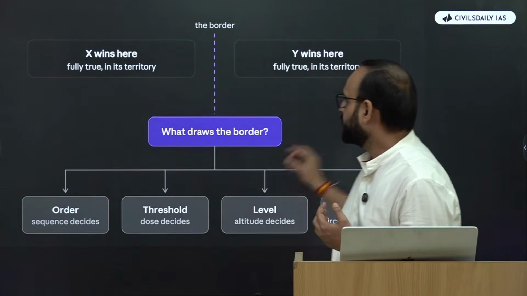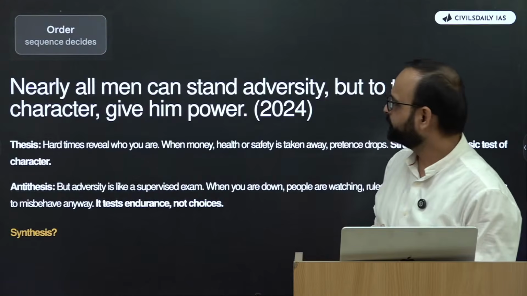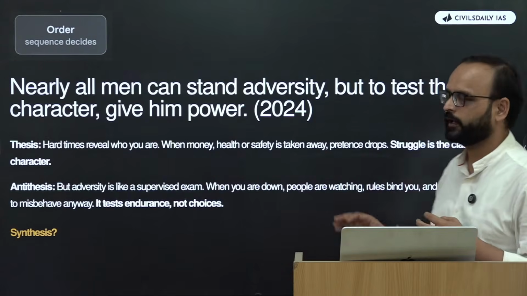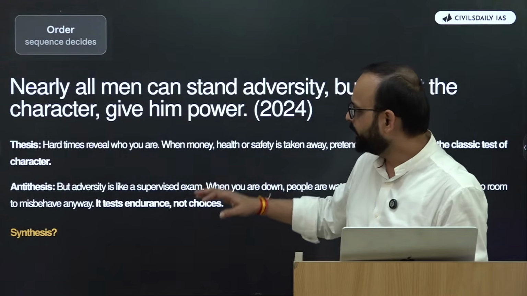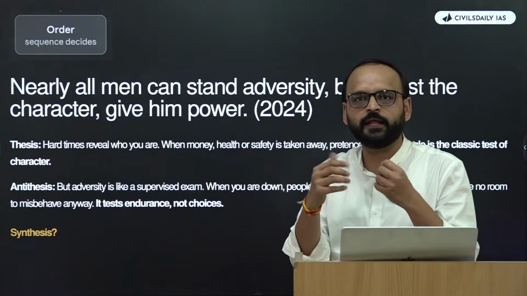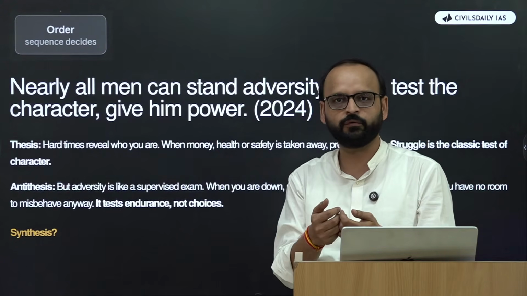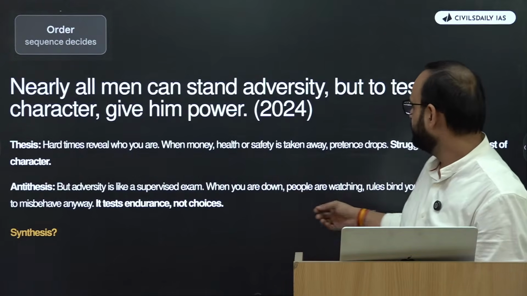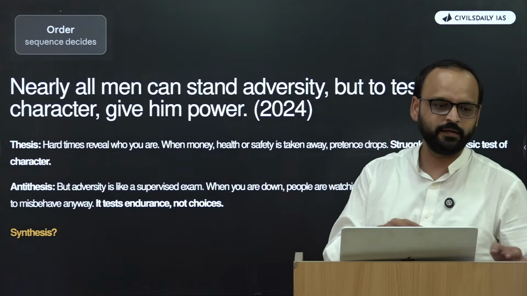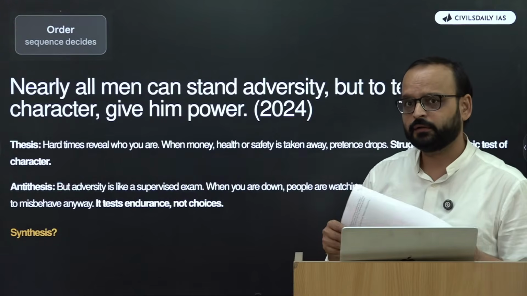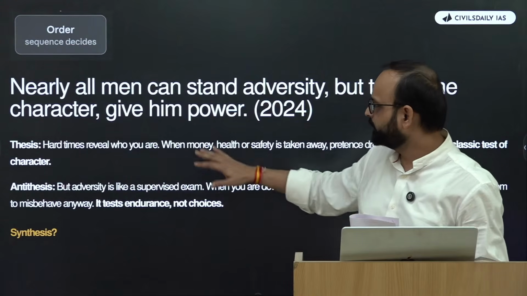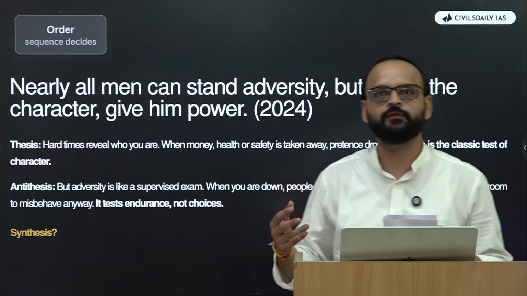So the thesis is like this: hard times reveal who you are. When money, health, or safety is taken away, your pretense drops, and struggle is the classic test of character. This is the thesis. The antithesis would be, but adversity is like a supervised exam. Hard times alone won't tell me who you are, because if you've fallen under hard times, everyone is either watching you or you're down in the dungeons, right? So when you're down, people are watching. There are rules which bind you because you've fallen from grace, and you have no room to misbehave anyway. The part of the character which it tells you about is endurance. Can you survive, or will you just buckle down under pressure? So under adversity, the test of character is only about endurance, not about other choices that you can make.